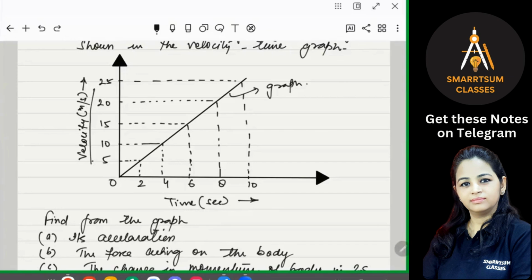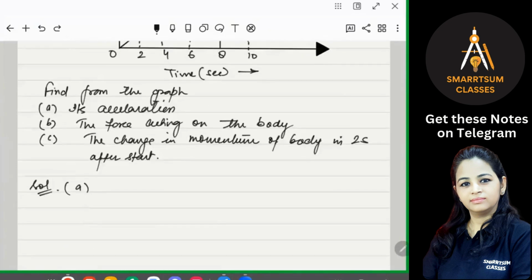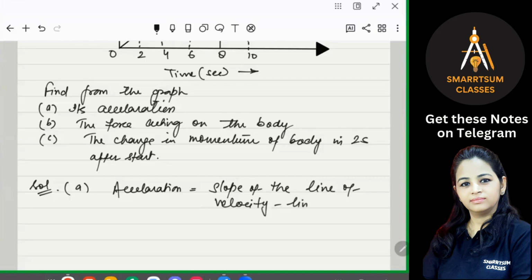What will it give you? It will give you the acceleration. So acceleration is the slope of the velocity time graph. The acceleration of the body is the slope of the line of the velocity time graph. So if you find out the slope of this line, then that is the acceleration. Getting it? How to find the slope? Slope, which gives you acceleration.